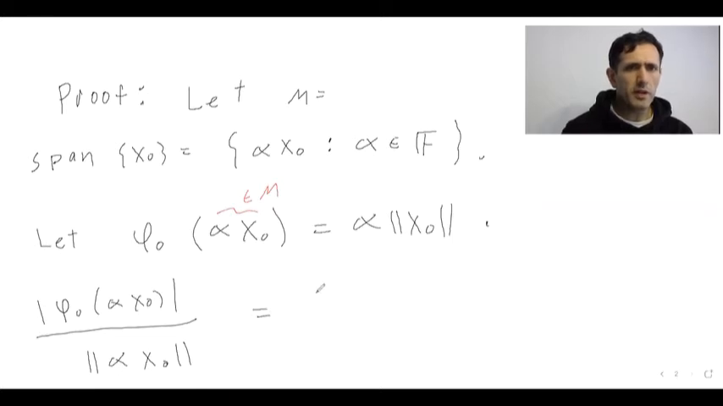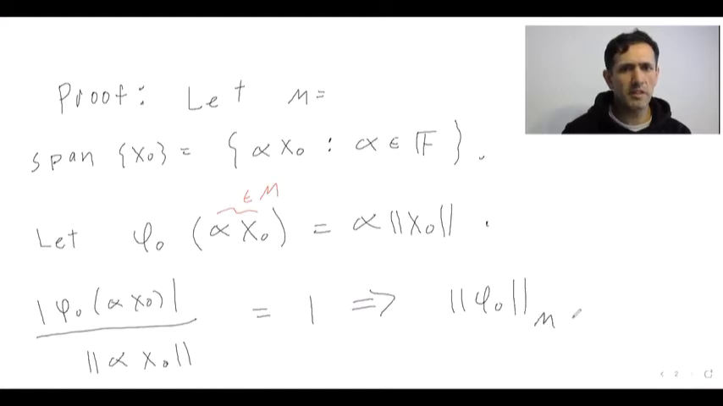Well, this here is obviously 1. This norm here is just going to be the absolute value of alpha times the norm of x0. This is the absolute value of alpha times the norm of x0. So this is 1. That obviously means that from at least M to F, the norm is 1.